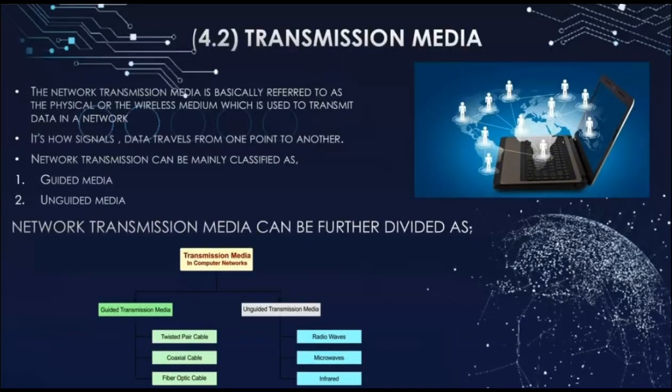Network transmission media can be classified as guided media and unguided media. Transmission media in a computer can be divided into guided transmission media and unguided transmission media. The guided media can be further divided into three: twisted pair cable, coaxial cable, and fiber optics. The unguided transmission media can be further divided into radio waves, microwaves, and infrared waves.